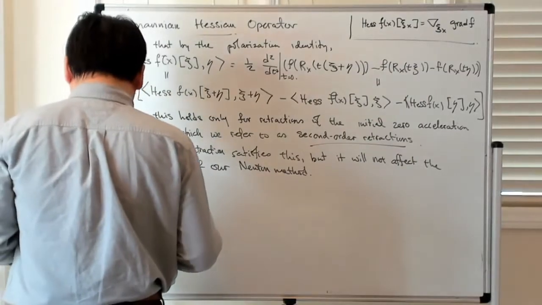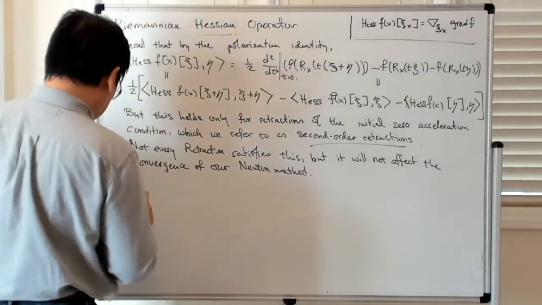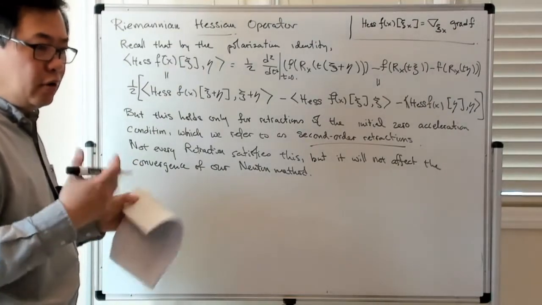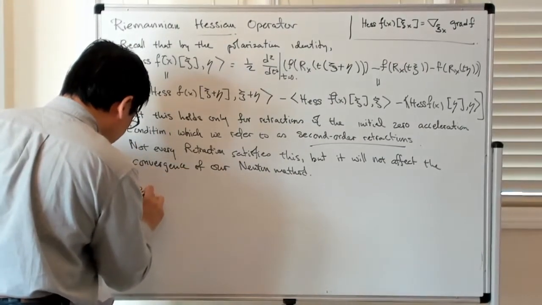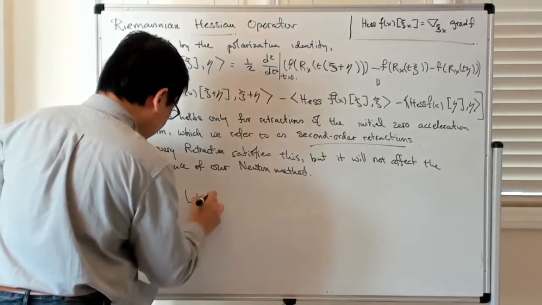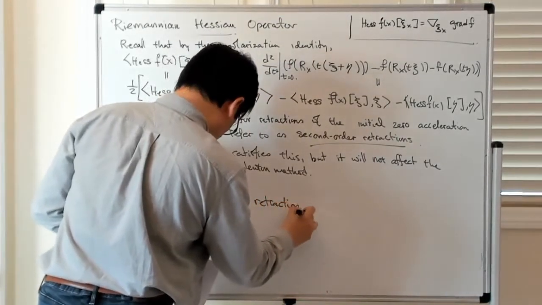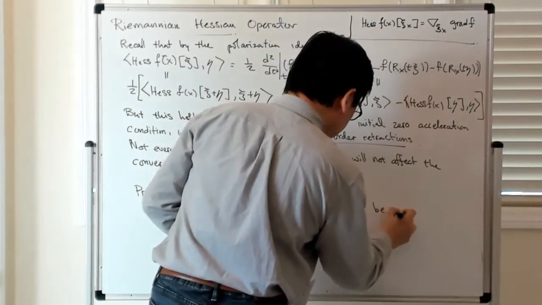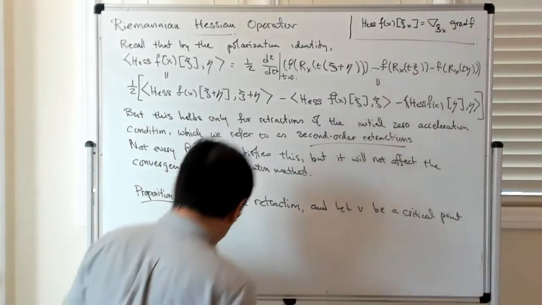It more or less has to do with what happens at a critical point of the real valued function. As you might know, when you do error analysis of the Newton method, all that really matters is what happens in the vicinity of the critical point. So the proposition is as follows. Let R be a retraction, and let v be a critical point of a real valued function f.